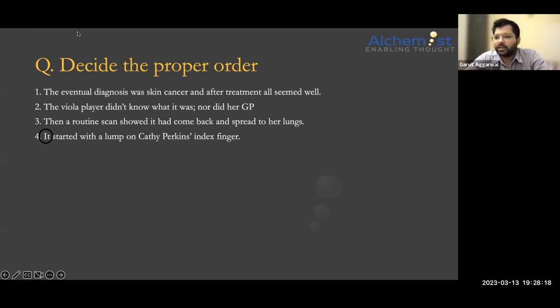Skin cancer did not start with a lump. Because they didn't know what it was. You can't say skin cancer started, right? It was something else. It means it. It does not have a noun here. It means something. Because it is unknown, we don't know what noun to use for it. That's why it's it. So it started with a lump on Katie Perkins' index finger.